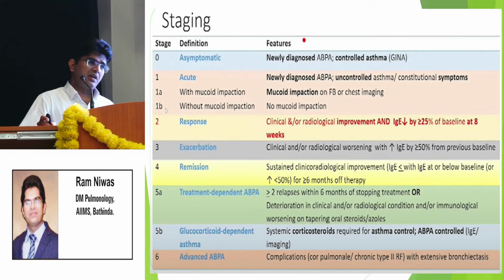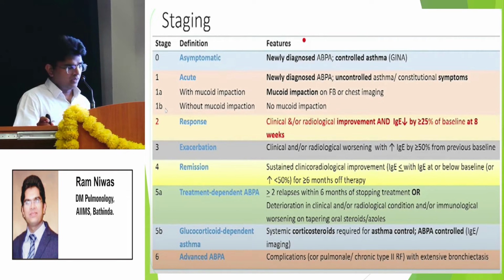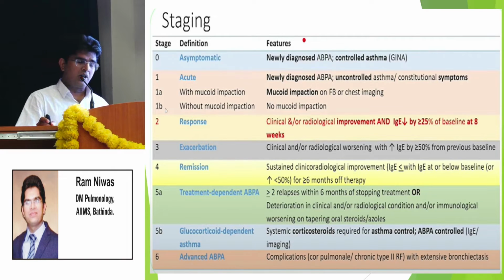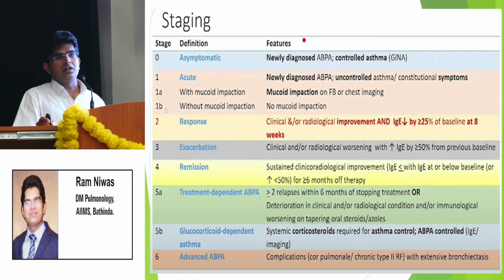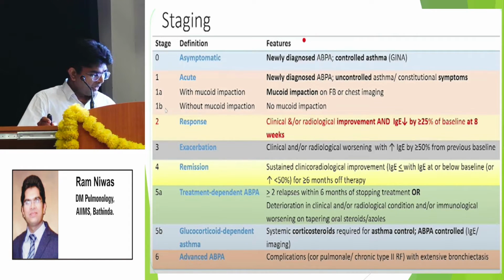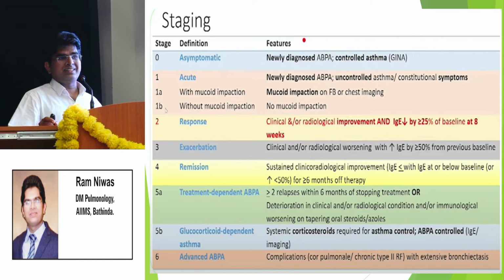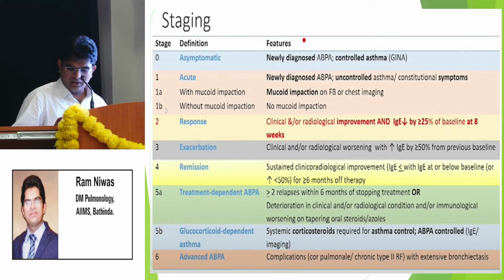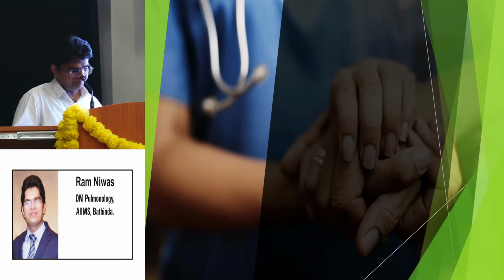And if the patient has treatment-dependent ABPA, or has more than 2 relapses within 6 months of stopping treatment, then it is treatment-dependent ABPA. And if the patient has certain complications like cor pulmonale, chronic type 2 respiratory failure or extensive bronchiectasis, then these patients are classified under advanced ABPA.